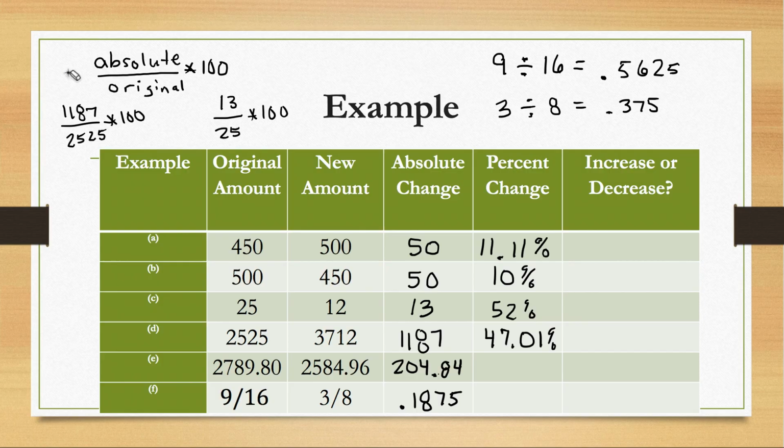All right, so for part E, we're going to take our absolute change, which is 204.84. We're going to divide by the original amount, which was 2789.80. And we're going to multiply by 100. So 204.84 divided by 2789.8 and multiplied by 100 gives me 7.34%.